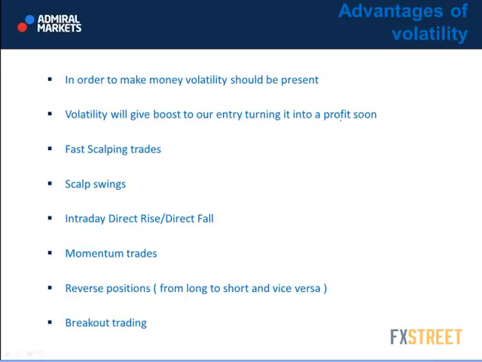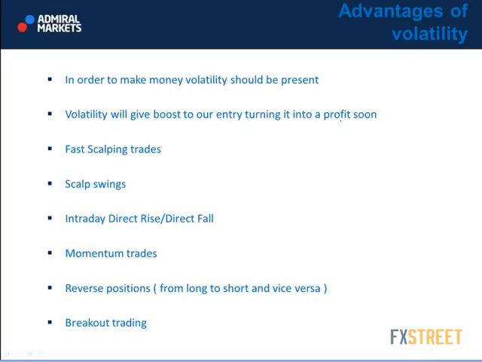So volatility can be your friend if you know what to do. If you're a scalper, then you can exploit fast scalping trades during the period of volatility. If you want to make a scalp swing, that is my term for a bigger scalp, you need volatility to make a scalp swing. So instead of making 5 pips, if you know how to scalp swing, you can make 15 pips. I will also show you in one of our upcoming webinars how to turn scalps into scalp swings.